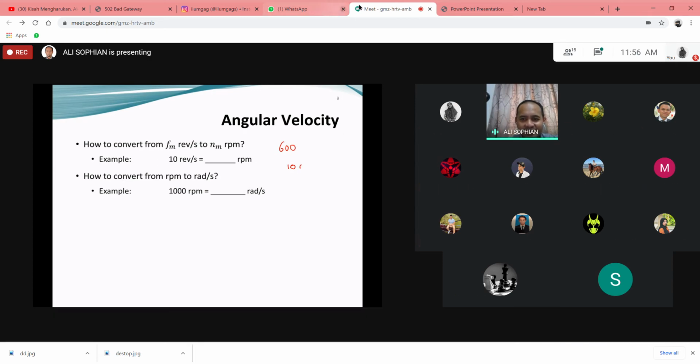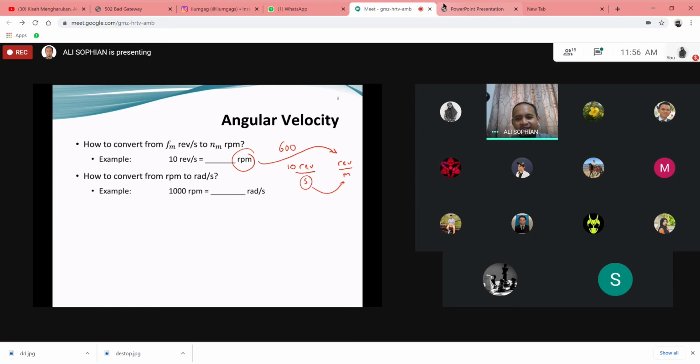10 revolutions per second, because we need to convert to revolutions per minute. RPM. So you've got revolution per minute, right? The revolution stays the same. It's just the S, which is second, that we need to convert to minutes.